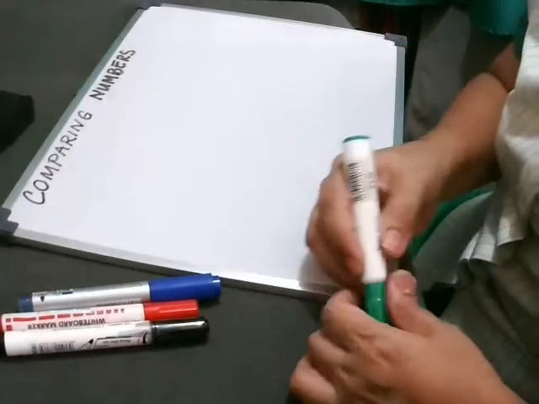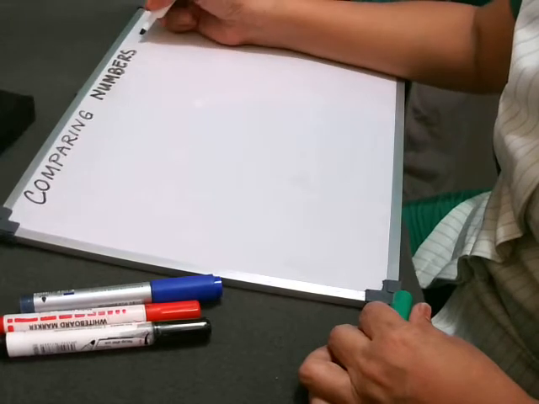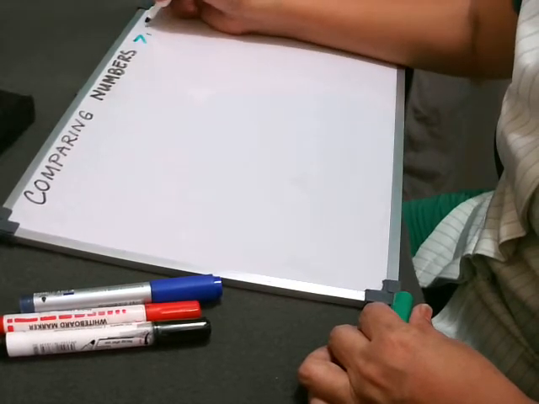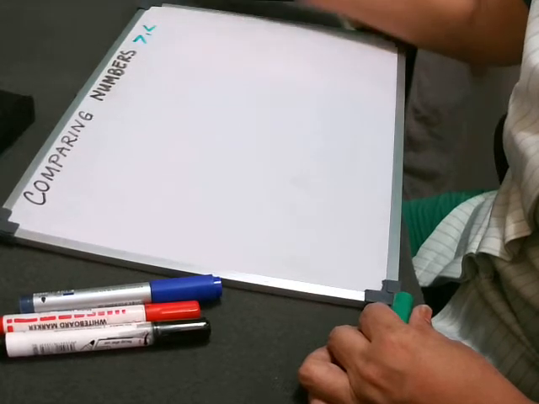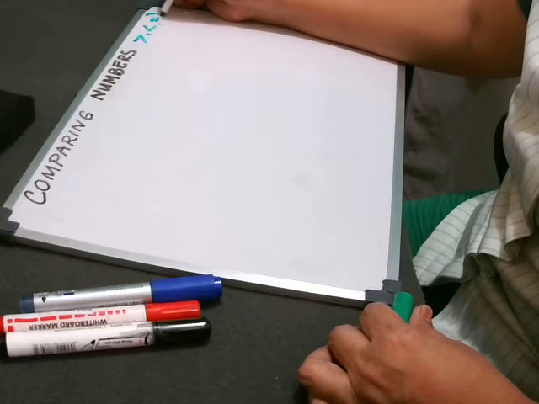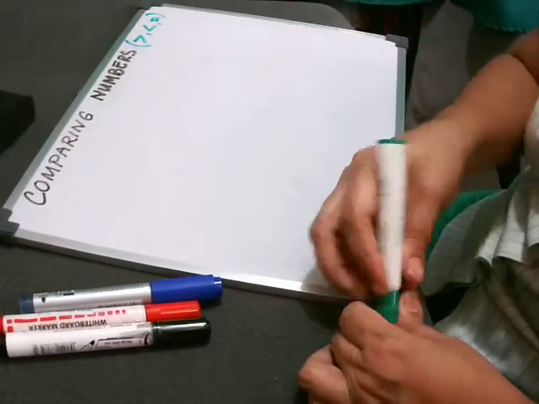Comparing numbers. We compare numbers by using these symbols. This one is greater than. We have here lesser than. And we have here equal. So we use these symbols in comparing numbers. But how do we compare numbers?